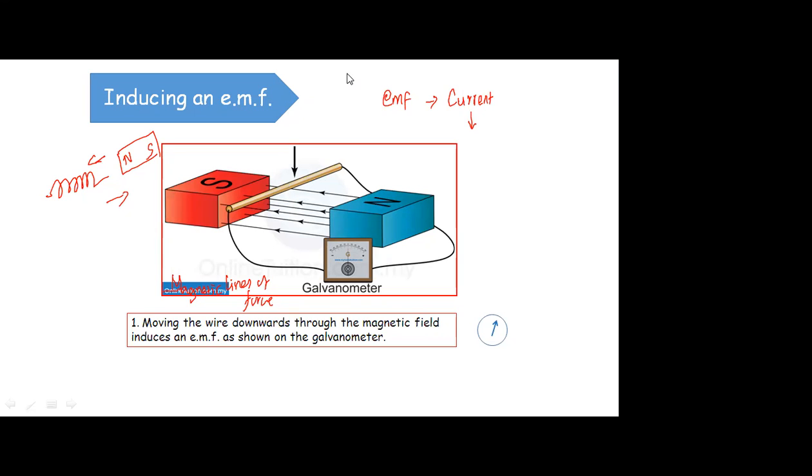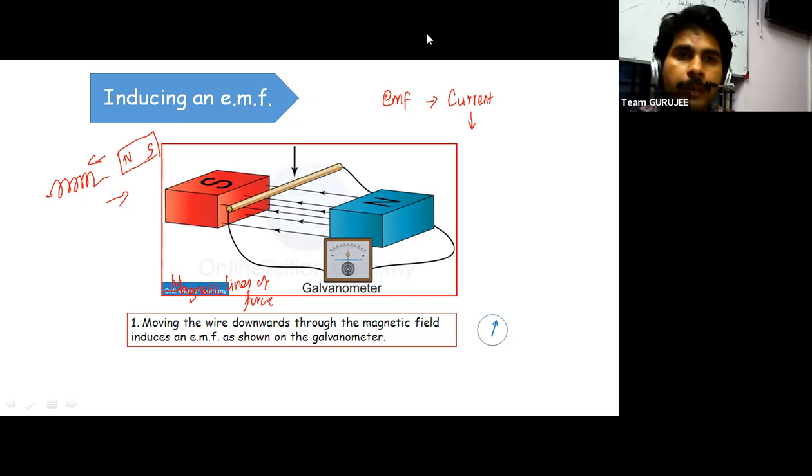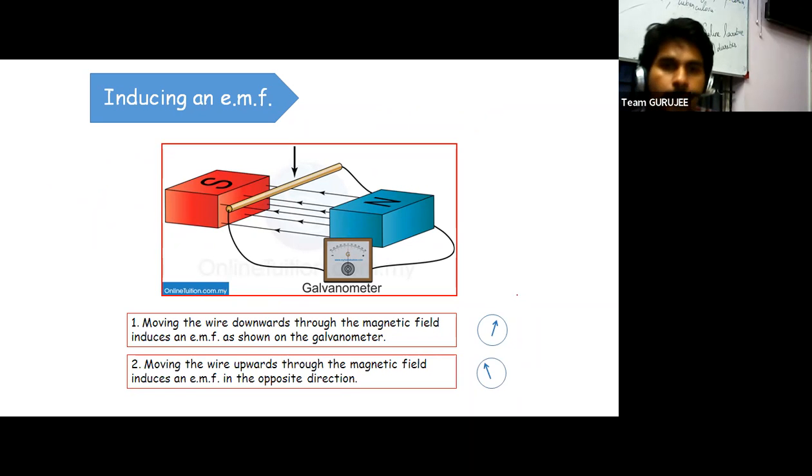Shall we go to the next one? All of you completed? That symbol indicates a deflection. Here we have the ammeter, voltmeter, and galvanometer, having the symbol. The symbol represents that the device makes deflection. Next thing, the moving wire is upward or downward. For any kind of case, whether the wire is moved upward or downward, the galvanometer shows a deflection.